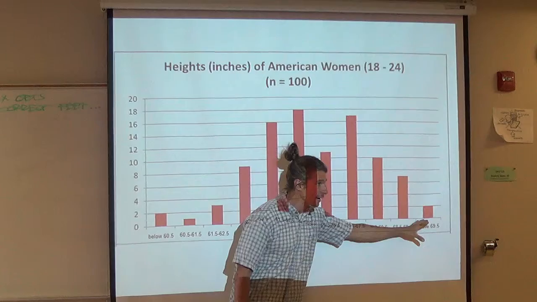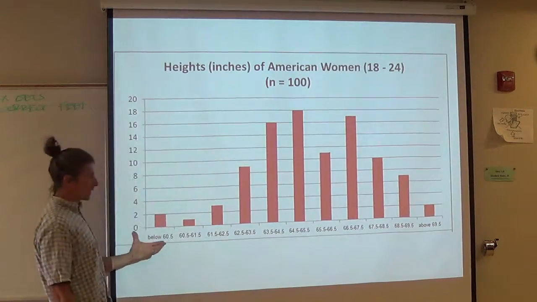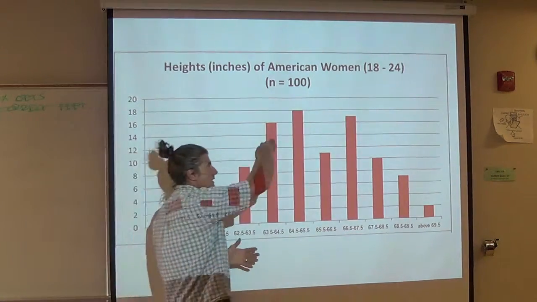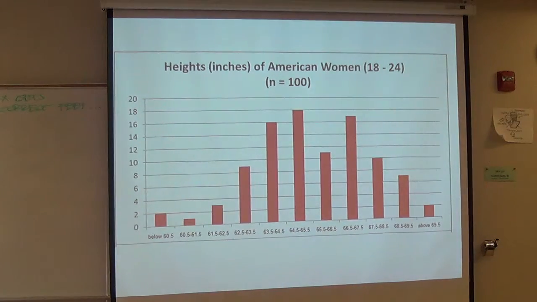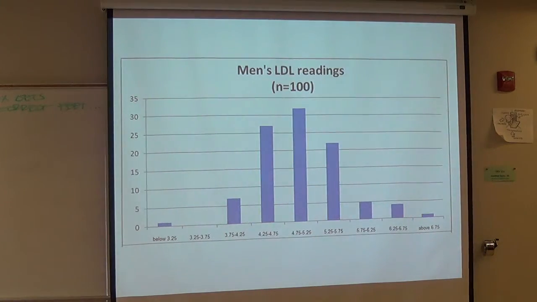You've got a tail over here, very, very tall. You've got a tail over here, very, very short. And you've got a predominance of data in the middle, which is the bell shape, the rough average of the bell shape. Boom. How about LDL readings?